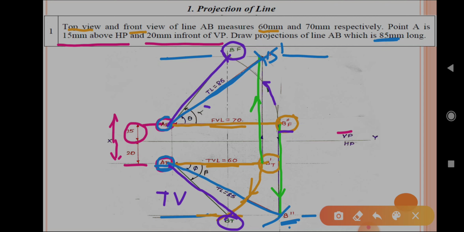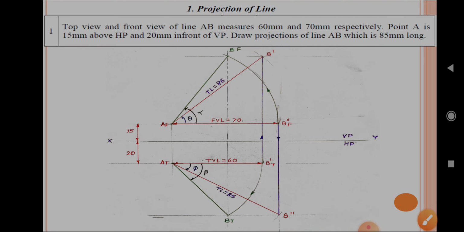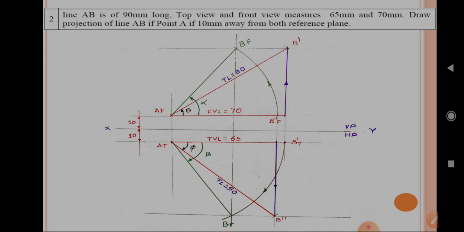And finally we get the apparent inclinations alpha and beta and the true inclinations theta and phi. So finally the answer looks like this for the first problem.